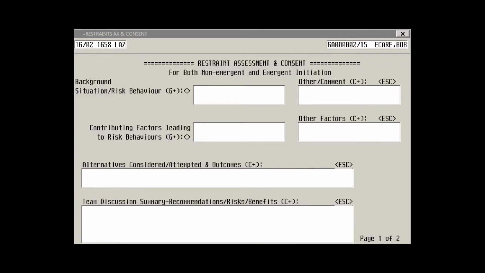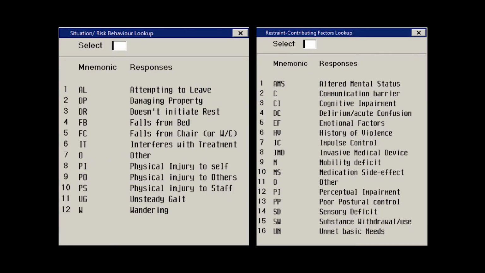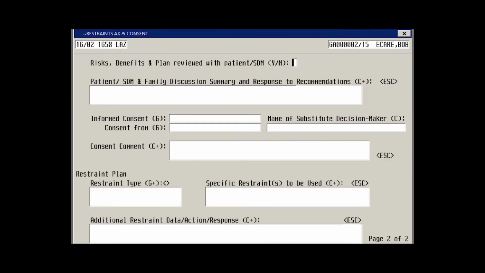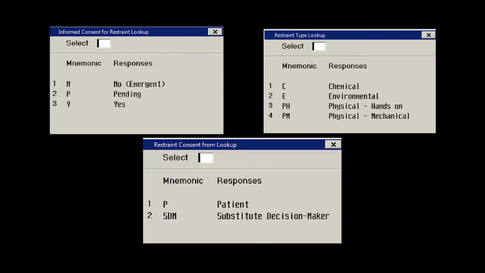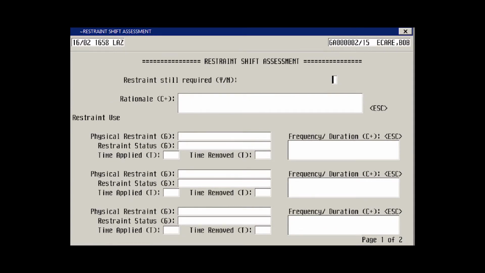To obtain informed consent, a thorough discussion must occur with the patient or the substitute decision maker, including goals of care, the care plan, interventions considered, and the risks and benefits of the alternatives and the restraint. This consent must be documented in the patient's health record.